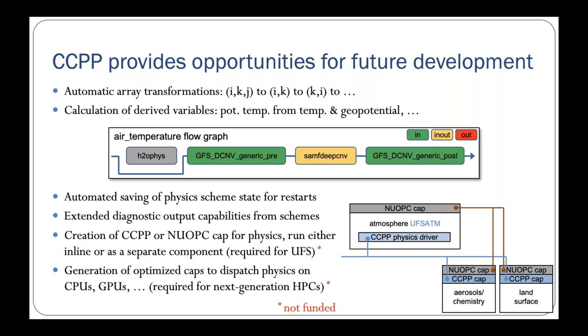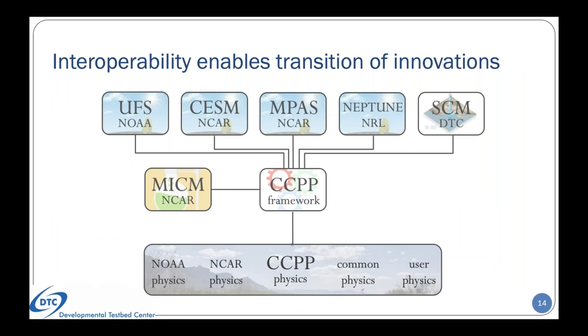You've seen that little picture on the right as part of Rocky Dunlap's slides in the beginning today. And lastly, the ability to generate optimized caps to dispatch physics on CPUs, GPUs. So something that is obviously required for next generation HPCs. So to summarize, the interoperability of the CCPP enables the transition of innovations from research to operations and back, and thus supports the goals of the unified forecast system.